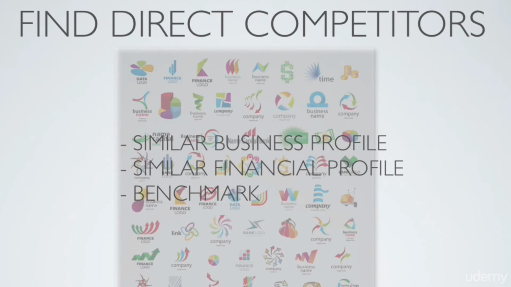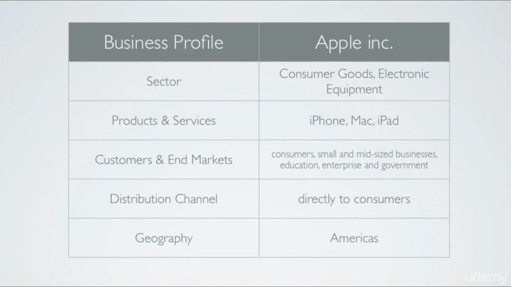It means that we want to look for companies which share a similar business profile, a similar financial profile, and then we want to actually benchmark those companies against our target company. And that's how we're going to assess the comparative analysis that we are going to do throughout our overall ratio analysis. Now, I want to give you an example here of how to analyze a company from the business profile standpoint and the financial profile standpoint.